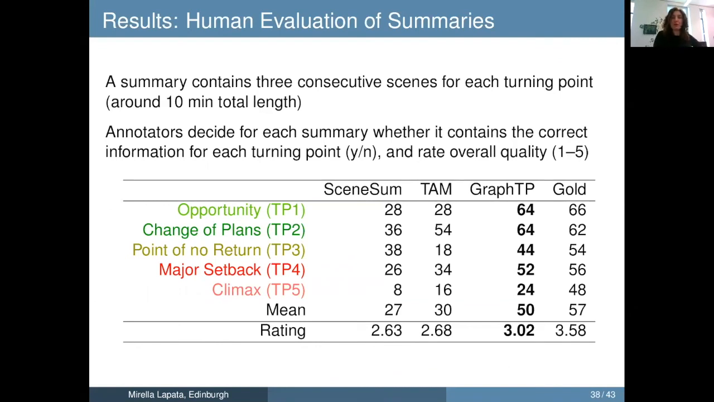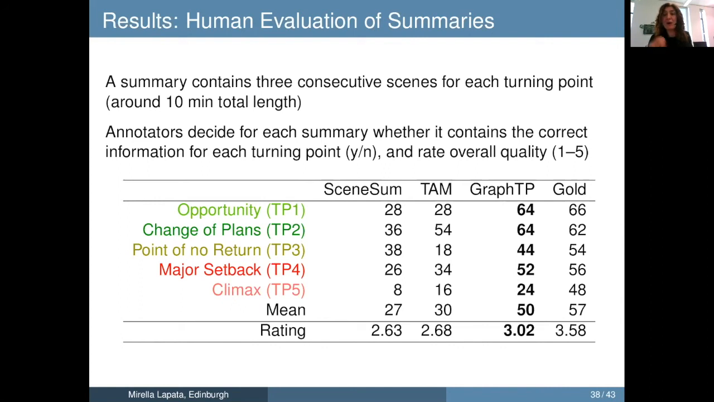Overall, if you don't care about the individual turning points, I'll turn to them in a minute, you see that GraphTP is doing much better than TAM on the actual task. These models were not very different when you do automatic evaluation, but when you show the summaries to people, there is a substantial difference. And GraphTP is okay. It's approaching gold standard performance, which is never going to be perfect because summarization is a very subjective task.